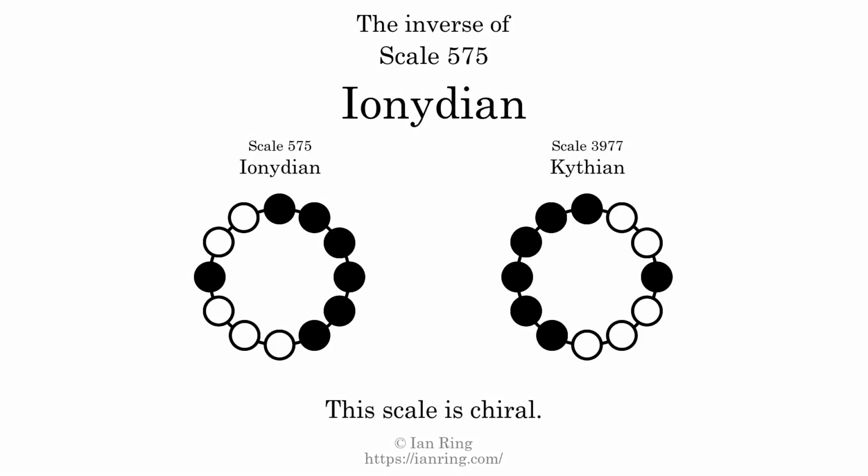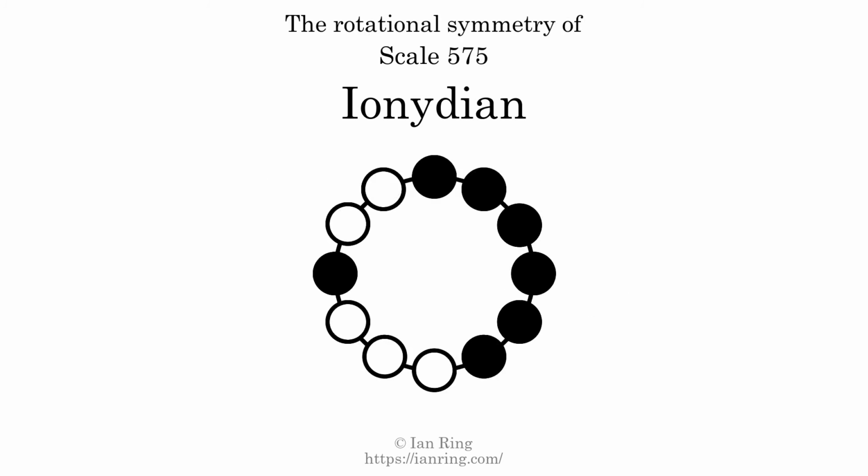The inverse of a scale is a mirror image. It is what you get when the sequence of intervals is reversed. The inverse of this scale is scale 3977, also known as Kithian. This scale is chiral. It cannot transform into its inverse by rotational transformation. This scale has no rotational symmetry.